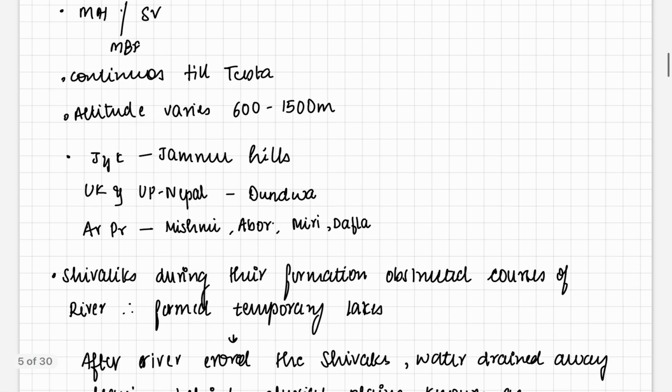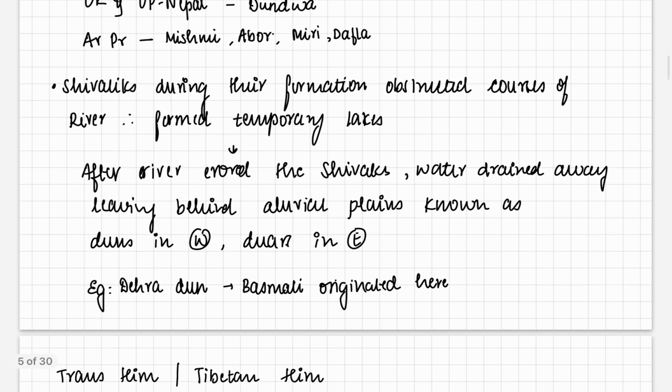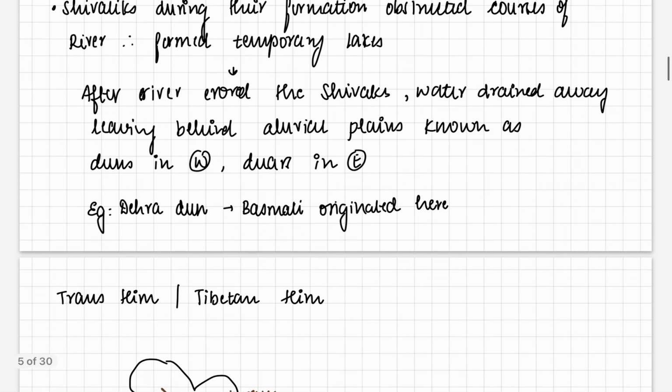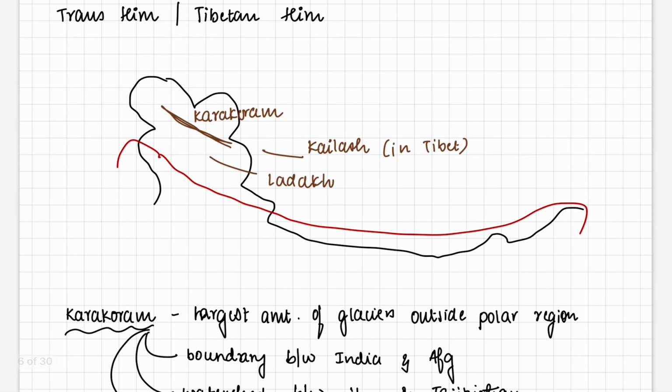They are also known by various names. In Jammu, they are known as the Jammu Hills. In Uttarakhand and Nepal, they are known as Duns. In Arunachal Pradesh, they are named the Mishmi, Abor, Miri, and Dafla ranges. The Trans Himalayas are known as the Karakoram, Kailash, and Ladakh ranges.